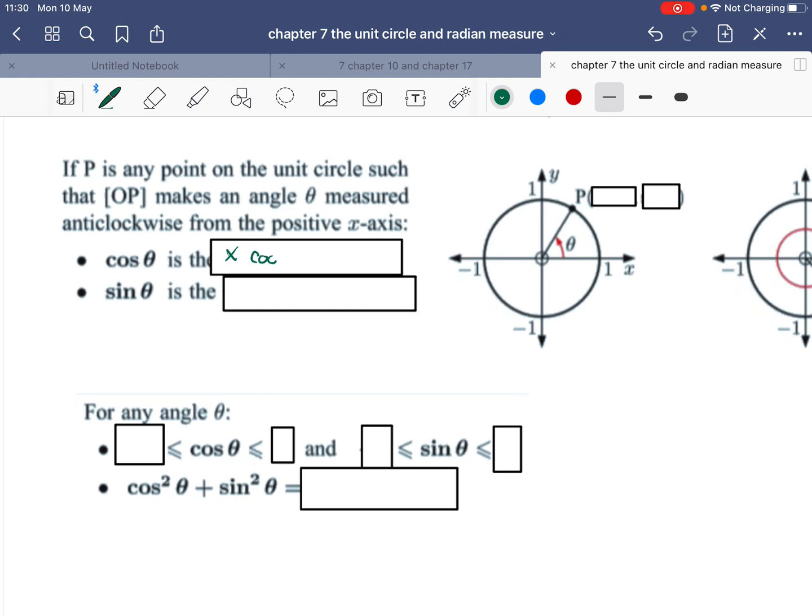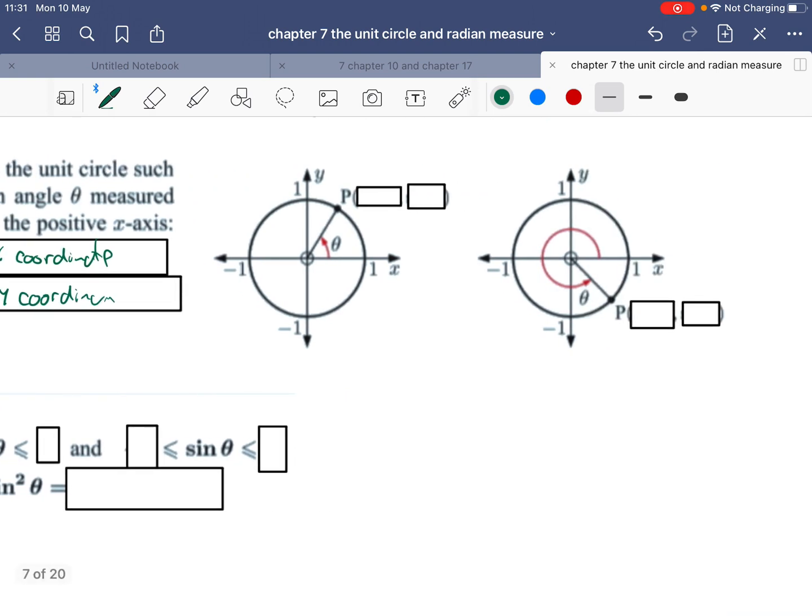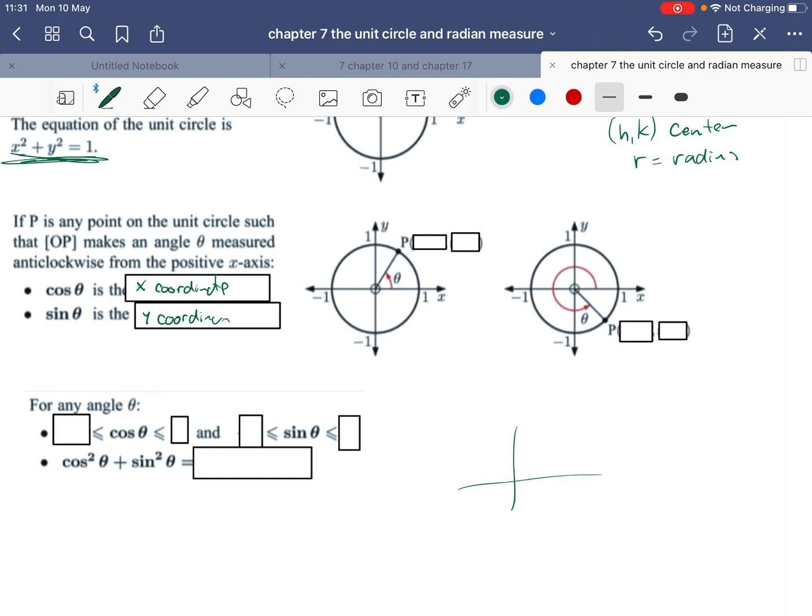Okay, if P is any point on the unit circle such that OP makes an angle theta measured anti-clockwise from the positive x-axis, okay, the cosine theta is the x-coordinate, and the sine theta is the y-coordinate. Okay, and you know that from your unit circle: the sine of theta is the y value, cosine of theta is the x value, tangent of theta is the y divided by the x value.